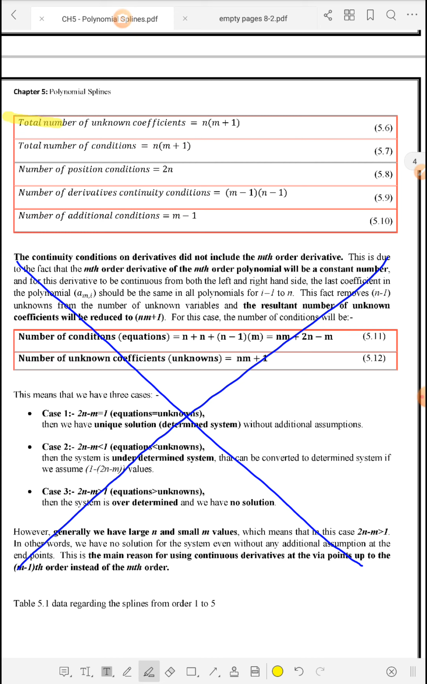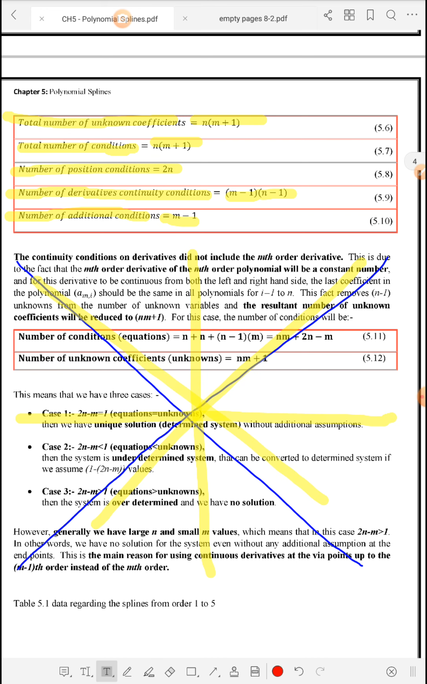The total number of unknown conditions is n multiplied by m plus 1. The total number of conditions after the addition of m minus 1 conditions is the same, n multiplied by m plus 1. The total number of position conditions at the initial and final node for each polynomial spline is 2n. The total number of derivative continuity conditions is equal to m minus 1 multiplied by n minus 1. And those conditions which we add in order to have the number of equations equal to the number of unknowns is m minus 1. Okay, regarding this paragraph, it's not required from you.